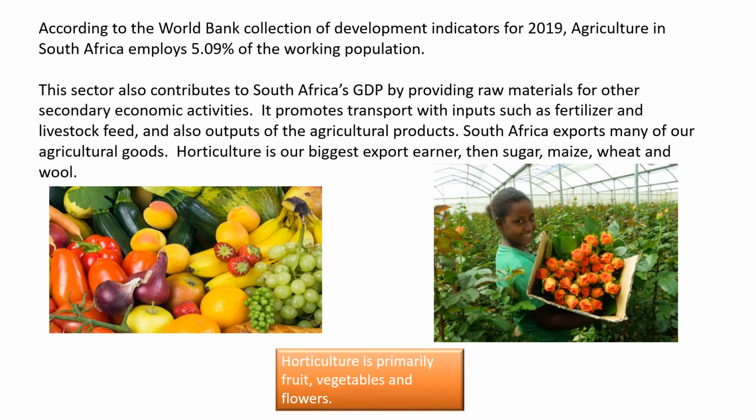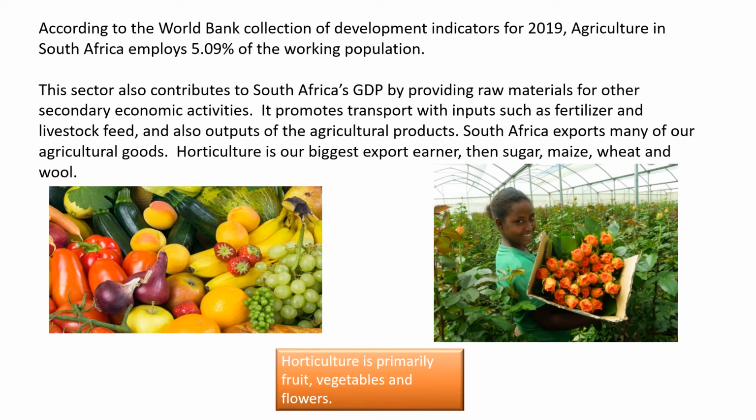According to the World Bank development indicators collected in 2019, agriculture in South Africa employs about 5.09% of the working population. The sector also contributes to the GDP in a more indirect way, in that it provides raw materials for other secondary economic activities. It promotes transport, with the inputs such as fertilizer and livestock feed that have to be delivered to the farms, and then the outputs of the actual agricultural products themselves.